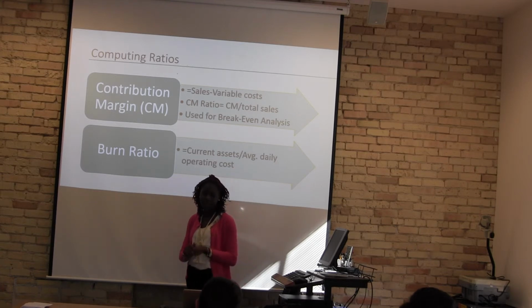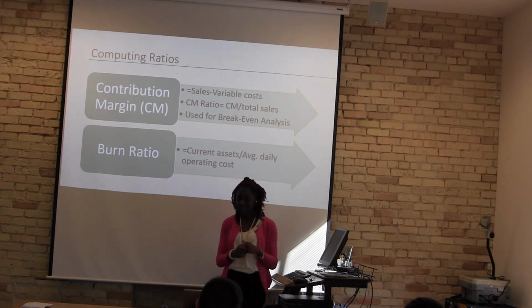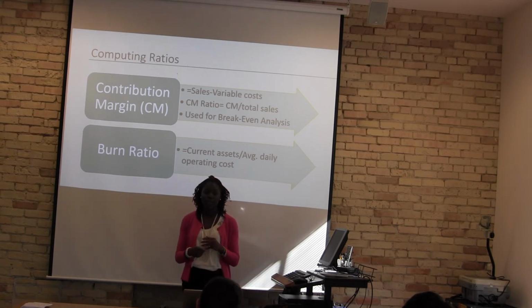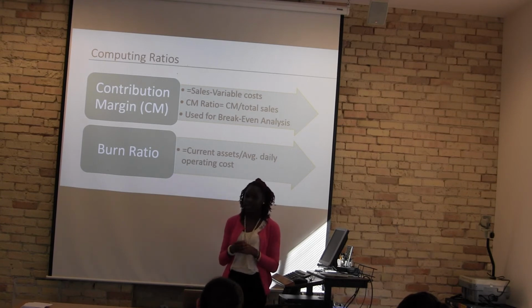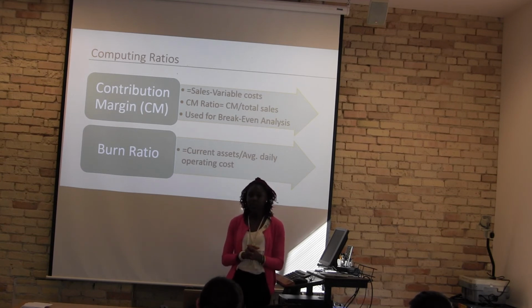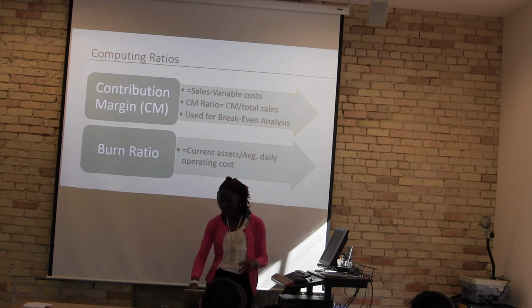And it's also used for the burn ratio, and that is calculated by dividing current assets by average daily operating costs. The burn ratio is for startup companies who don't have a steady cash inflow, and investors use it to see if the expected revenues and expenses of the businesses are what actually are incurring, and it helps them to decide whether to invest in the company or not.